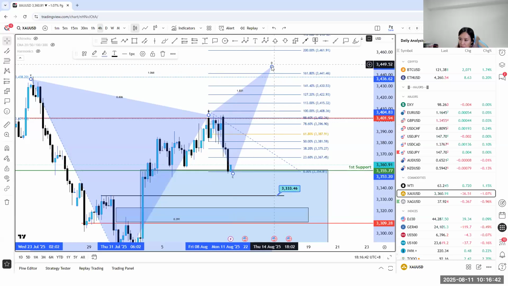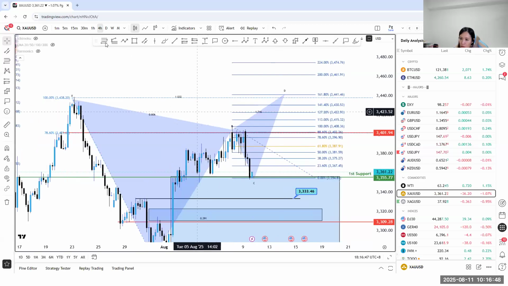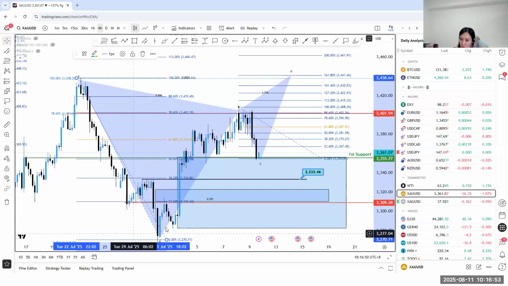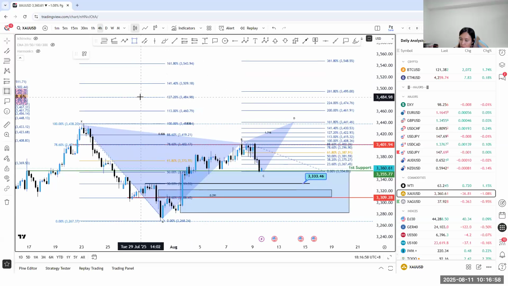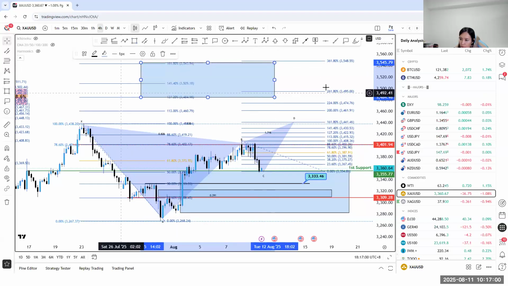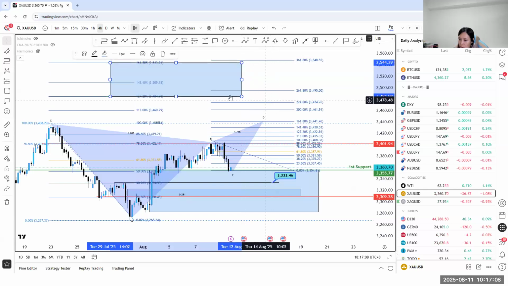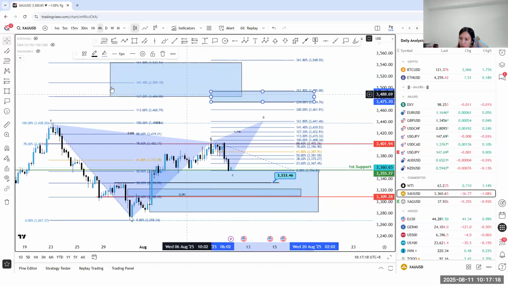If this is going to be the C leg, we need to wait for one first. Could be here, or it could be XA extension 127, which is here, right? And then you can see 121.6, 161 all the way. I think I will narrow the zone. That will be this one.